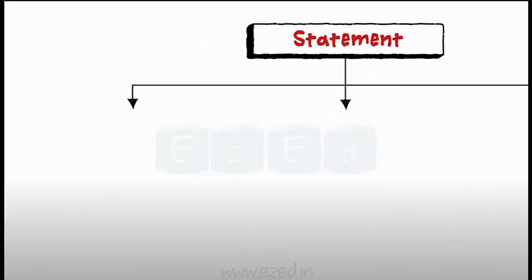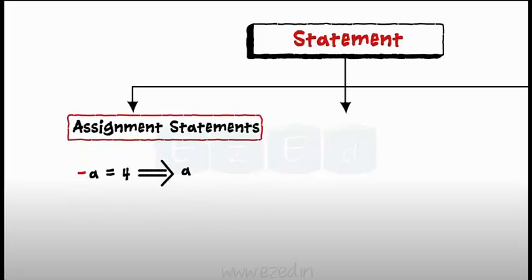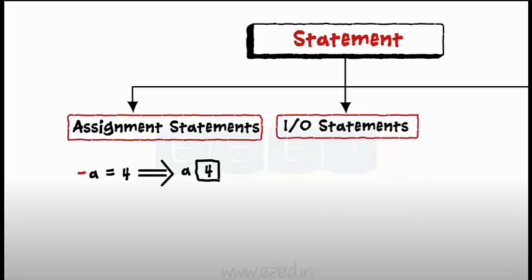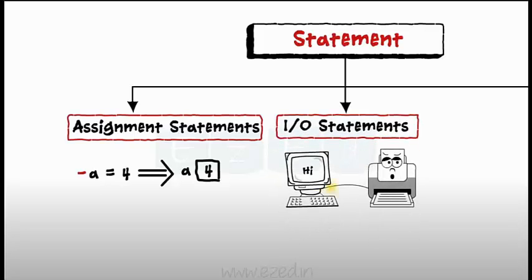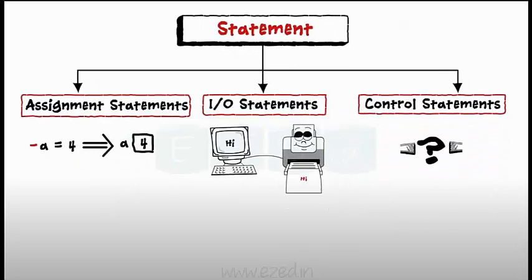Statements fall into the following general types. Assignment statements, where values are stored in variables. Input-output statements, where data is written or printed out. And control statements, through which the program takes a decision about what to do next.